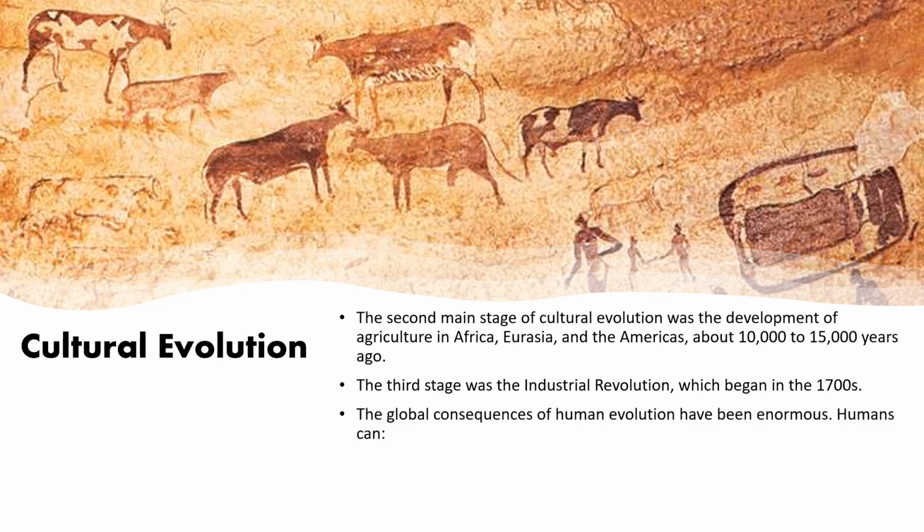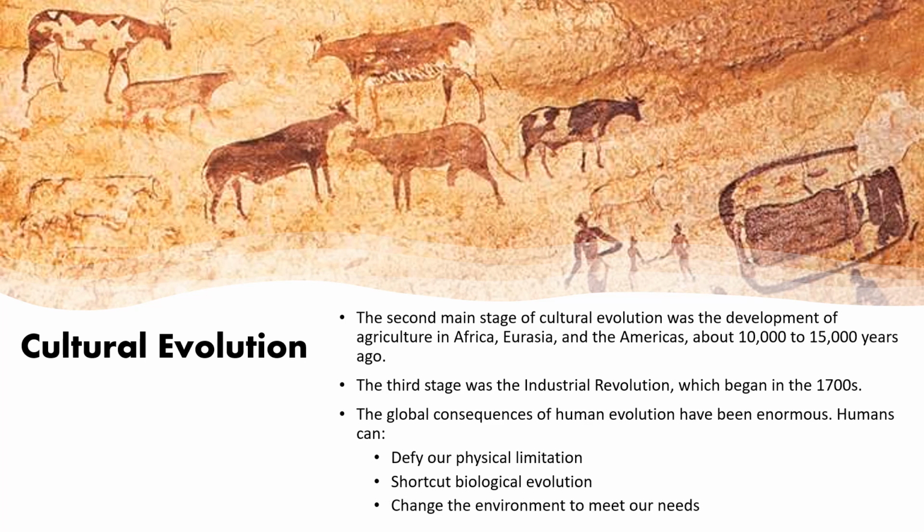Humans have changed the planet that we live on. We have driven many species to extinction. We have changed the level of CO2 in the atmosphere, and we've had some positive impacts as well. But again, we can defy our physical limitations. We can go deep into the ocean, up into space. We can shortcut biological evolution, and we can change the environment to meet our needs. We can take down an entire forest and plant what we want to plant there.